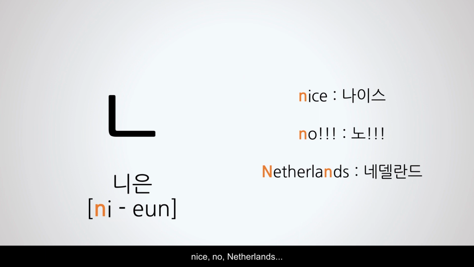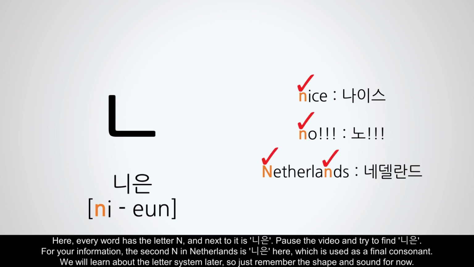For example, nice, no, Netherlands. Here, every word has the letter N, and next to it is neun. Pause the video and try to find neun. For your information, the second N in Netherlands is neun here, which is used as a final consonant. We will learn about the letter system later, so just remember the shape and sound for now.